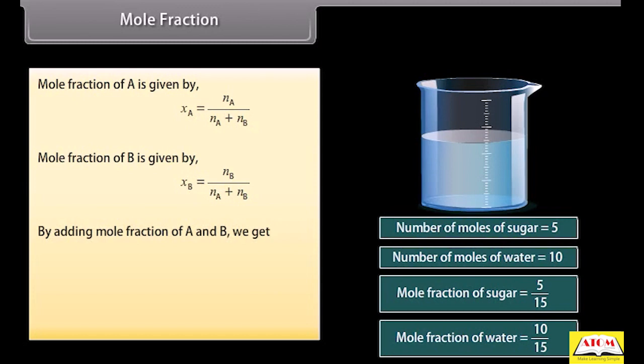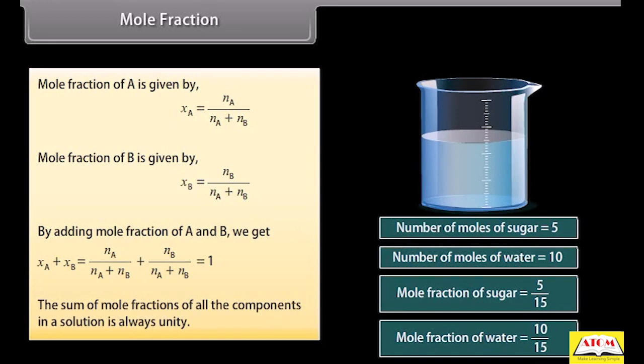By adding the mole fractions of A and B, we get Xa plus Xb equal to 1. It implies that the sum of mole fractions of all the components in a solution is always unity.